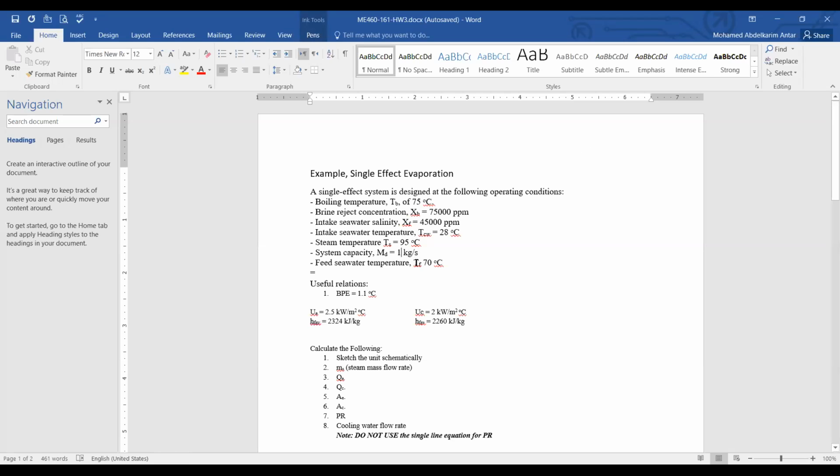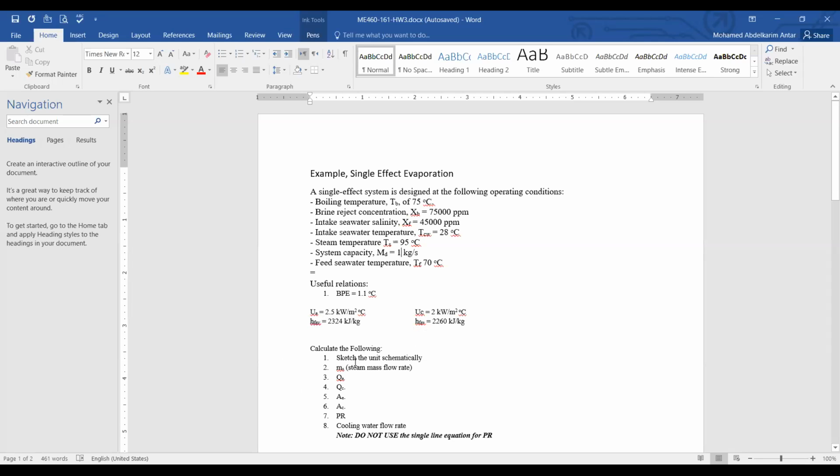The feed temperature, so the seawater has to be heated in the condenser from 28 degrees centigrade to 70 degrees centigrade. Some information are given to us here, like the boiling point elevation, overall heat transfer coefficient in the evaporator, overall heat transfer coefficient in the condenser, the HFG, latent heat of vaporization or condensation for the vapor, here it is, and the latent heat of vaporization or condensation for the steam is given here. So these are the given information, and these are typically the parameters that we are looking for.